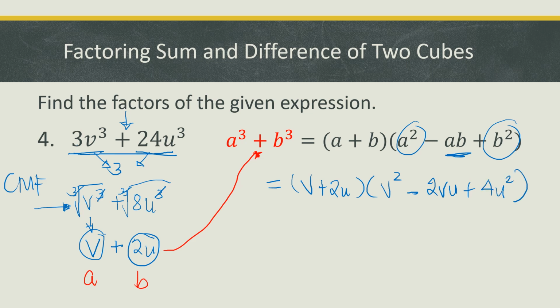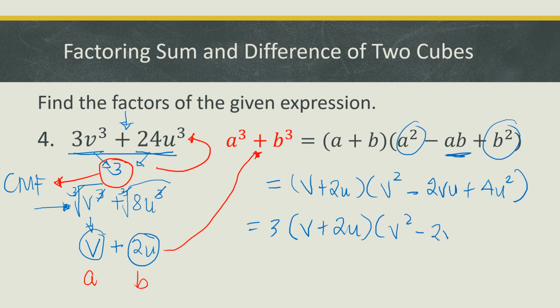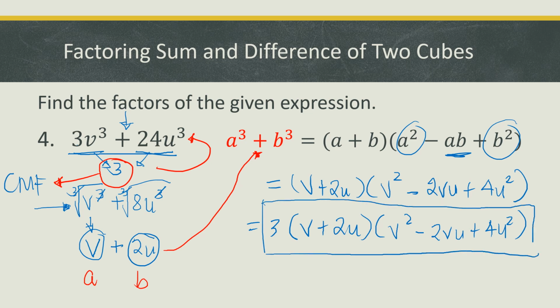And take note, since 3 is also a common factor of the given expression, therefore 3 is included to the factors of the given expression 3v cubed plus 24u cubed. All in all, the factors of the expression is 3 times v plus 2u times v squared minus 2vu plus 4u squared.